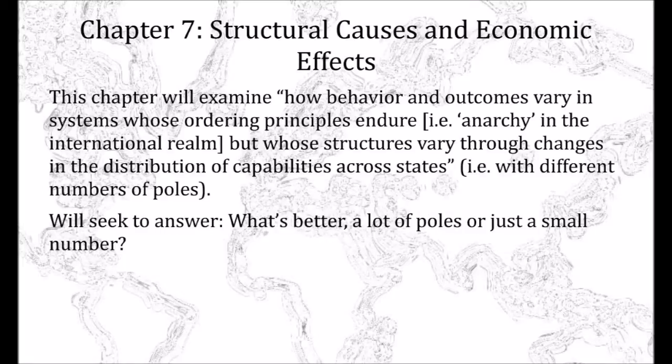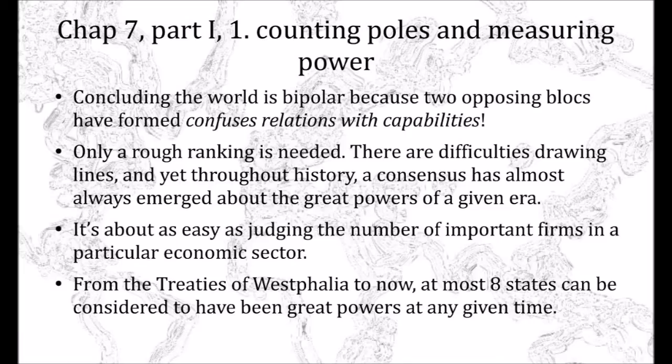Chapter 7 is called Structural Causes and Economic Effects, and it will look at how behavior and outcomes vary in systems that remain anarchic, as the international system will for the foreseeable future, but whose structures vary through changes in distribution of capabilities across states, which means with different numbers of poles. And it will do this with an eye to answering the question of whether it's better to have many poles or fewer poles. And the next chapter will cover whether it's good to have a few poles or just two, for example.